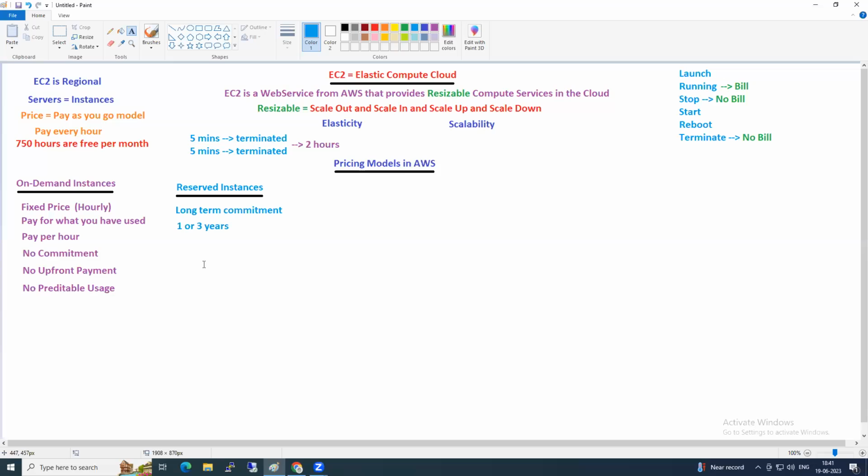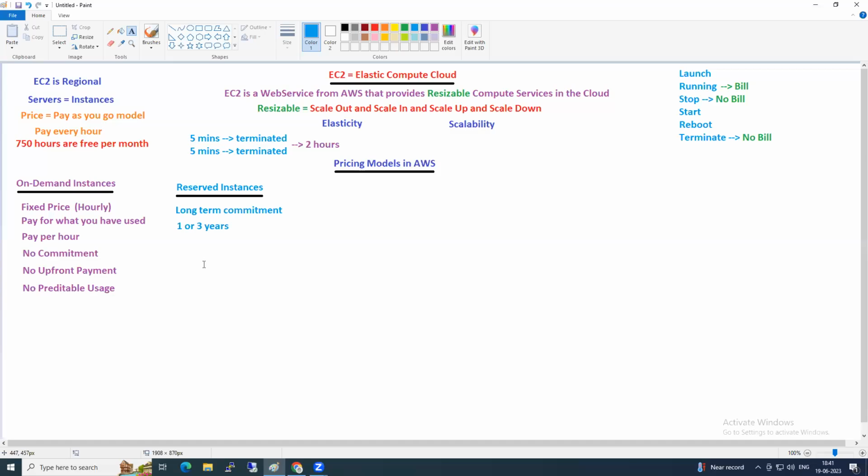And if you commit it for 1 or 3 years, you know what? Let's say, for example, on demand, you are launching one EC2 instance and you're paying, let's say, 20 rupees per hour. Per hour, how much you're paying? 20 rupees for an EC2 instance, for example. In the reserve instances, you will be using the same EC2 instance for how many years? 1 or 3 years you'll be using it.